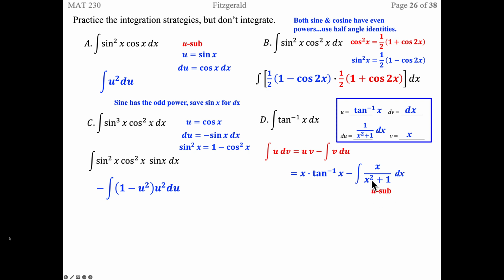So u would equal x squared plus 1. du is going to equal 2x dx, the derivative of x squared. So we'll factor a half over by the du, dividing over the 2. The half goes in front of my integral. And now I have x times dx, that's my du, over u. Then you can integrate this part and then subtract it and add your plus c.